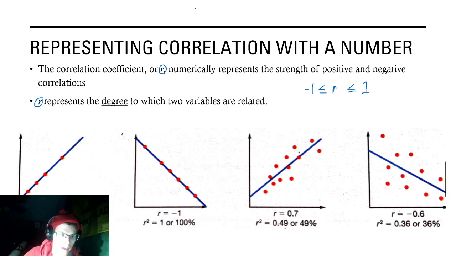R equals 1 when all the data points are matched with the trend line. Okay? So that's when R equals 1. We'll talk about R squared in just a minute. But R equals 1 represents strong positive correlation. And then R equals -1 on the opposite side of things represents strong negative correlation. So all the data points are matching the trend line, except it's going in the negative direction. So as X increases, Y decreases.